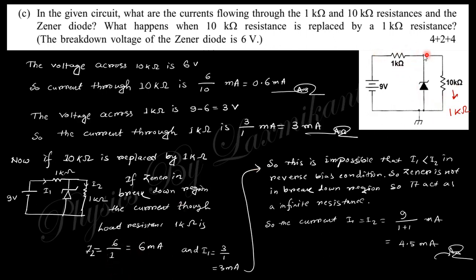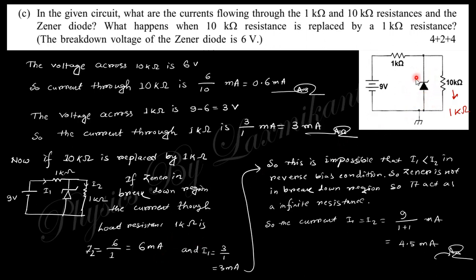And you know this 3 volt gives you 3 milliampere. So it is not possible to have 3 milliampere here and 6 milliampere there in the reverse situation. How can this happen? If this were forward bias, this could happen, but this is in the reverse junction. So this Zener diode is not in the breakdown region.